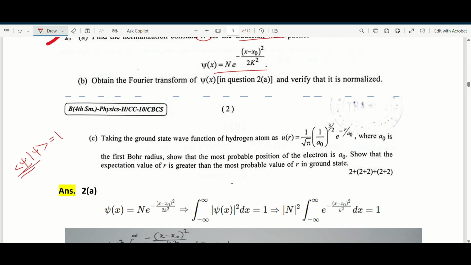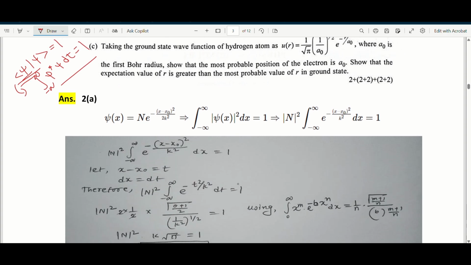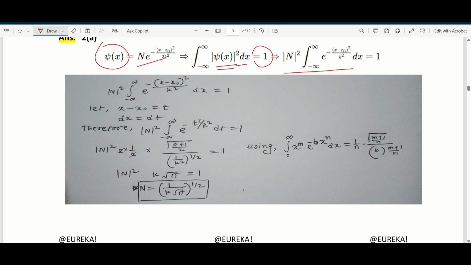That is, if we write it in terms of integration, the integral from minus infinity to plus infinity of ψ* ψ dτ equals 1. Here ψ is given as this, so the integral of ψ* ψ, that is |ψ|² dx, equals 1. If we equate this and apply the formula, we can substitute x minus x₀ as t, so dx will be dt, and therefore we get the integral of e to the power minus t² by k².